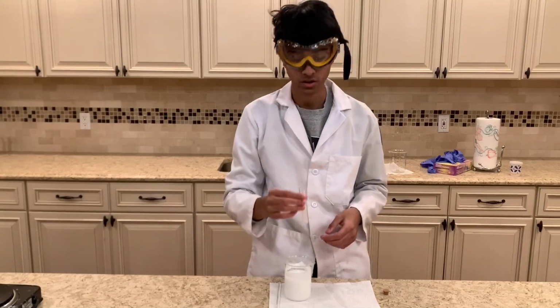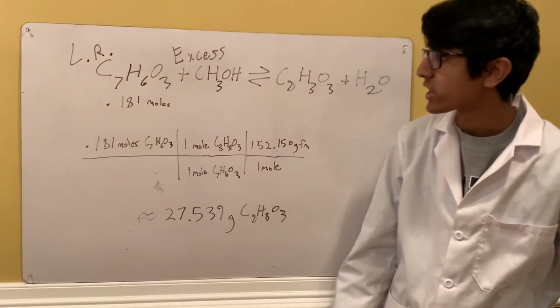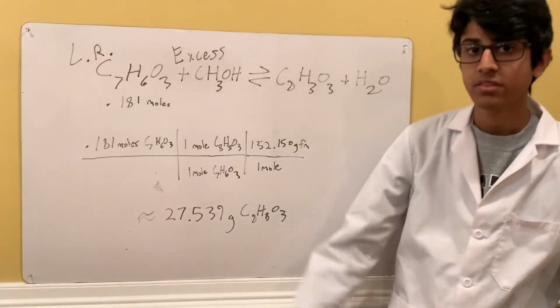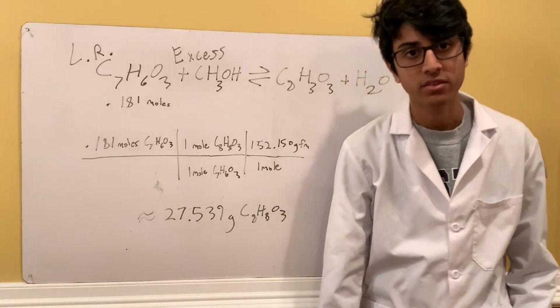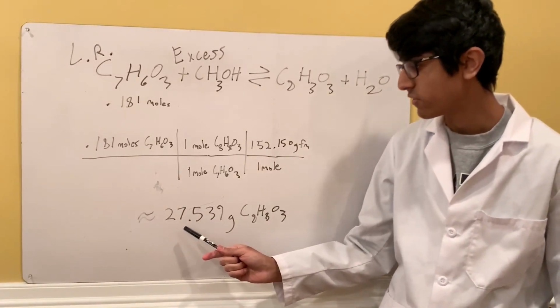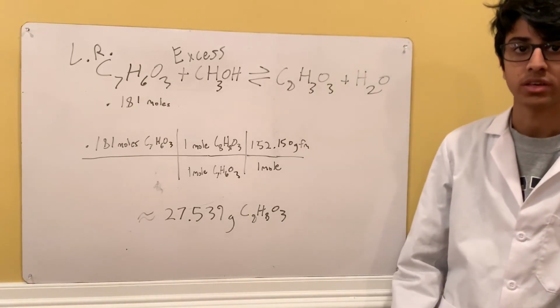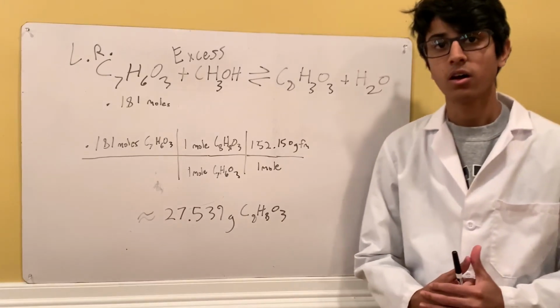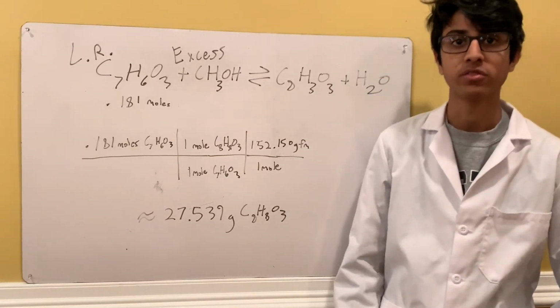So the reaction worked. The limiting reactant of this reaction is salicylic acid, and we started with 0.181 moles of salicylic acid. So the expected amount of methyl salicylate is 27.539 grams, but there was no point of really calculating the percent yield of our reaction since I was never able to separate out a pure solution at the end.